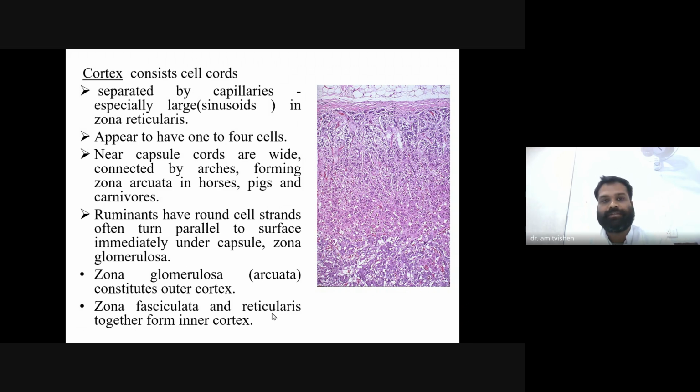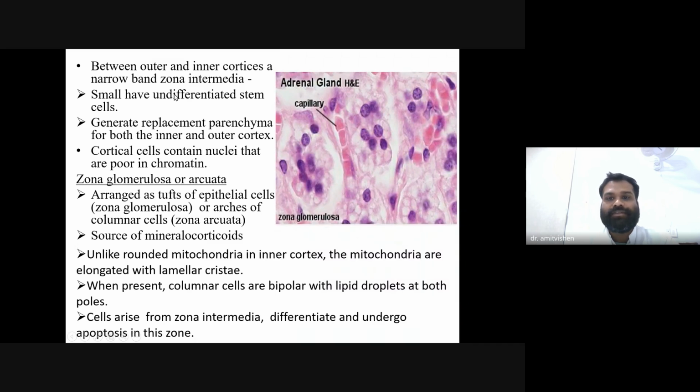zona reticularis. It is very important to know that between outer and inner cortices, a narrow band zona intermedia is also present. And it is small, having undifferentiated stem cells, and cortical cells of this zona intermedia region contain nuclei that are poor in chromatin substances.